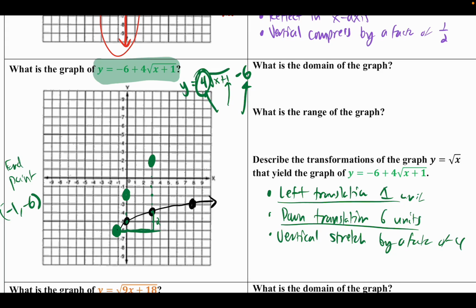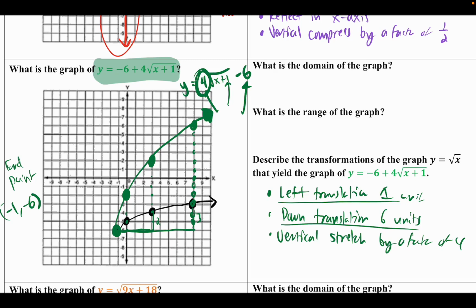And then if I were to go over 9 units, normally we'd go up 3, but it's stretched by 4. So 4 times 3 is 12. So I would count up 1, 2, 3, 4, 5, 6, 7, 8, 9, 10, 11, 12, right? So connecting those dots right there would be the final graph that we want to have graphed then, right?